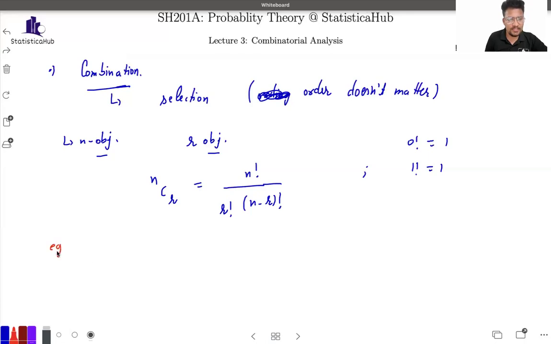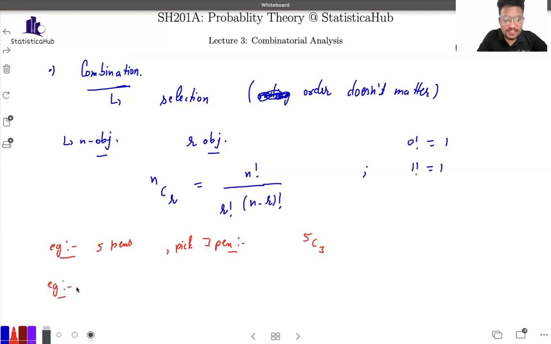Okay, so let me consider one example. Maybe you have 5 pens and you have to pick 3 pens. So how many possible ways will there be? So that will be 5C3. Very simple concept.